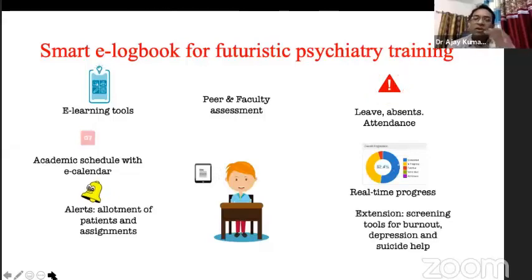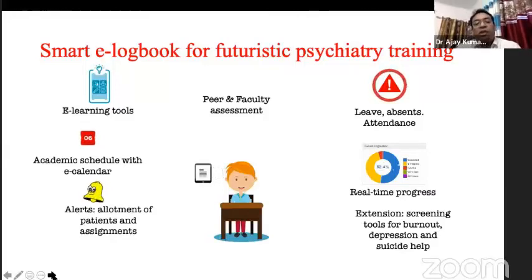We can provide lots of other extensions. I'm sure that all of you will have lots of ideas, because there are immense possibilities with it. So we can even provide extensions like assessment tools for burnout, depression, and suicide. Whenever the student goes through the screening and scores higher, a notification goes to the concerned authority, so that help can reach the student. So we can have lots of possibilities with this.